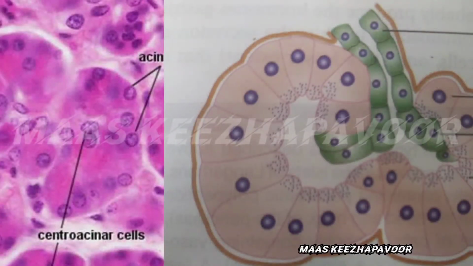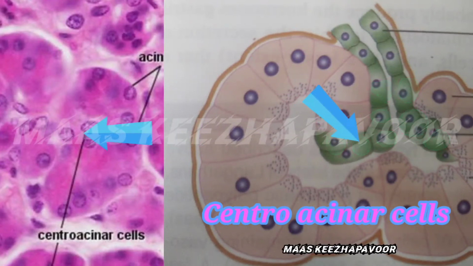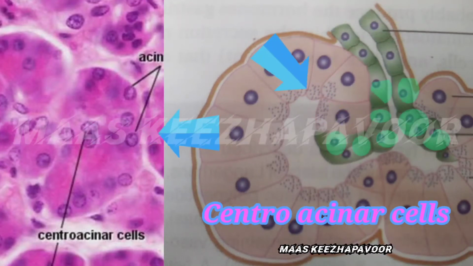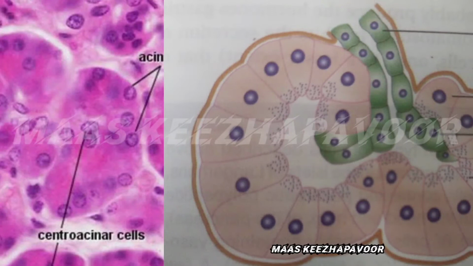Along with these secretory cells of the acini, centroacinal cells are also present. They appear to be located near the center of acinus and hence the name. These cells belong to the intralobular ducts that are invaginated into the secretory acini.